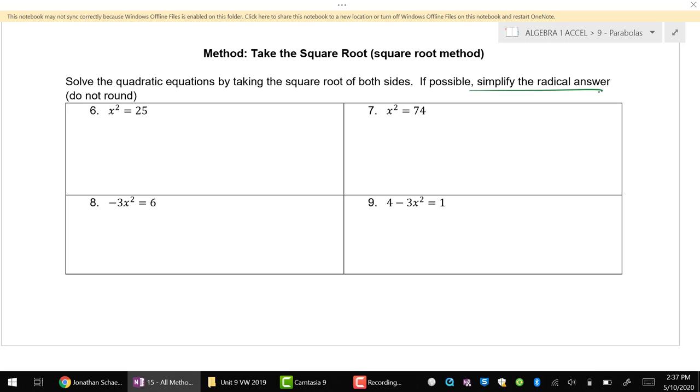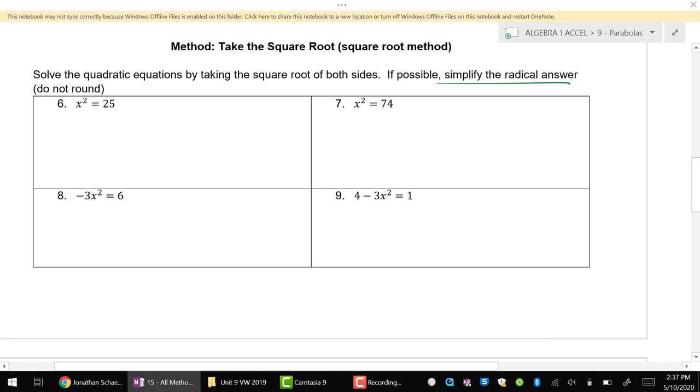So let's begin with maybe number 9, actually. We'll start here. So negative 3x squared, what if we subtract 4 from both sides? Because we want to isolate the variable squared. Get x squared by itself. Now, how about we divide by negative 3? It's a coefficient. We can divide both sides by that number. So I'm left with x squared equals negative 3 divided by negative 3.